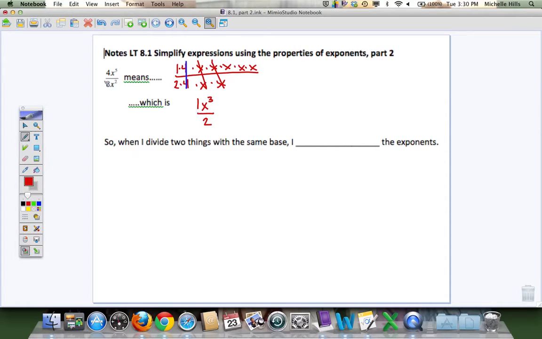The 1 over 2 came from reducing the fraction 4 over 8, and I had 5 x's on the top, 2 x's in the denominator, so 2 canceled out, leaving me 3, which means the 5 and the 2 could have gotten me 3 if I were to subtract the exponents.